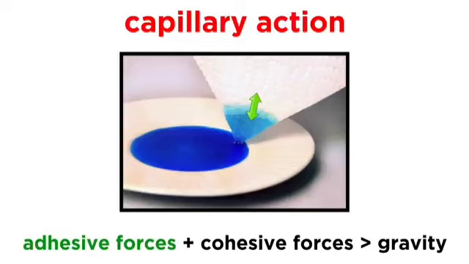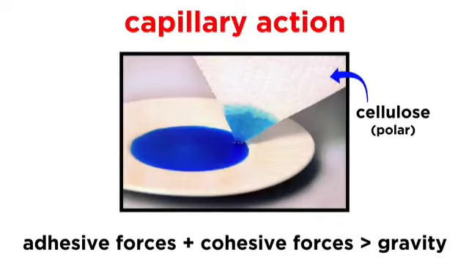These adhesive forces, combined with the cohesive forces in the liquid, may be enough to move the liquid upwards against gravity. Paper towels are made of materials that are attracted to water molecules, namely cellulose, which has lots of hydroxyl groups. So when a paper towel is dipped in water, the molecules will move upwards into the material to maximize the hydrogen bonding that is occurring.